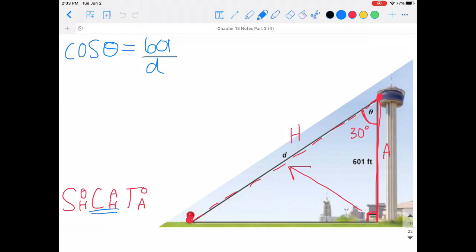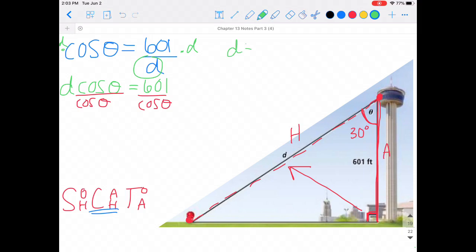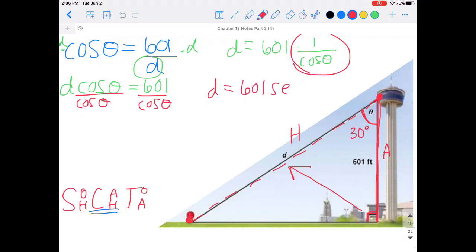But in this word problem, we're solving for the distance, so we're solving for d. To set up an equation that represents this word problem, we need to isolate d. To get d out of this fraction, we multiply both sides of our equation by d. When we do that, we get d times cosine of theta equals 601. Now we almost have d by itself, but we have to divide both sides by cosine of theta. Now we have isolated our variable. So d is equal to 601 times 1 over cosine of theta. But be careful, in this section we learned that the reciprocal of cosine is secant, so we can rewrite this equation as d equals 601 secant of theta.